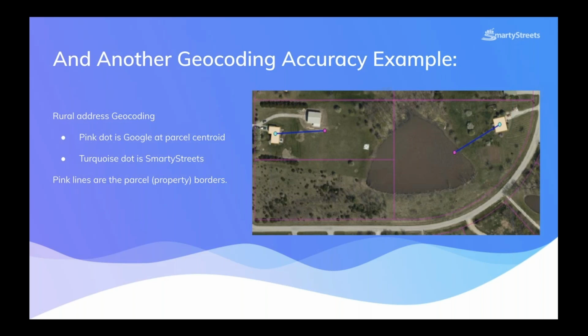So here you can see that again, SmartyStreets is putting the address correctly on the building, and Parcel Centroid misses the mark by hundreds of feet in these cases, in one case putting it in the middle of a pond.